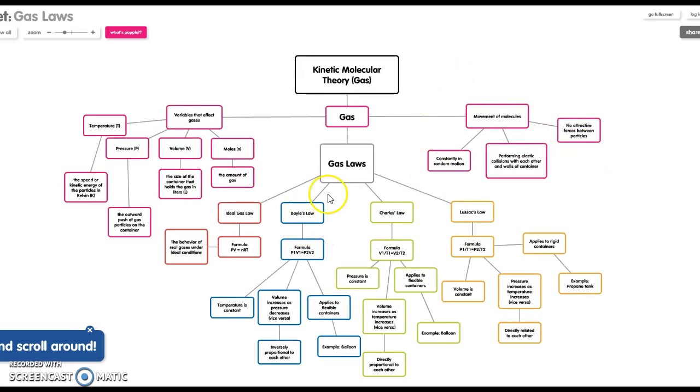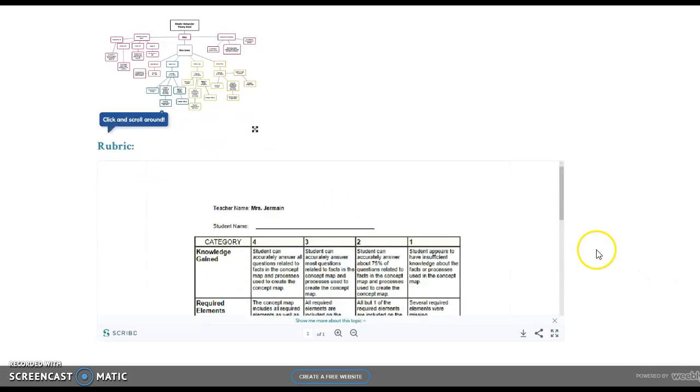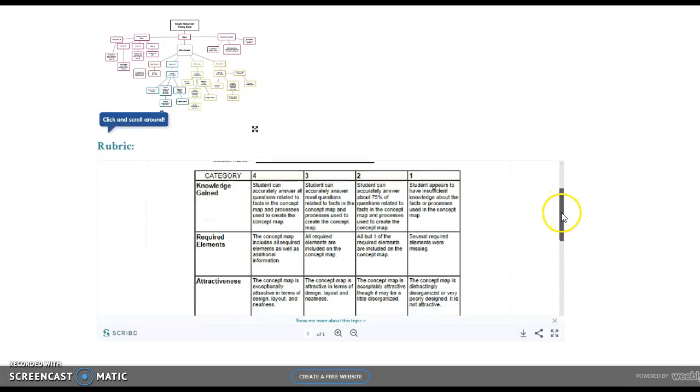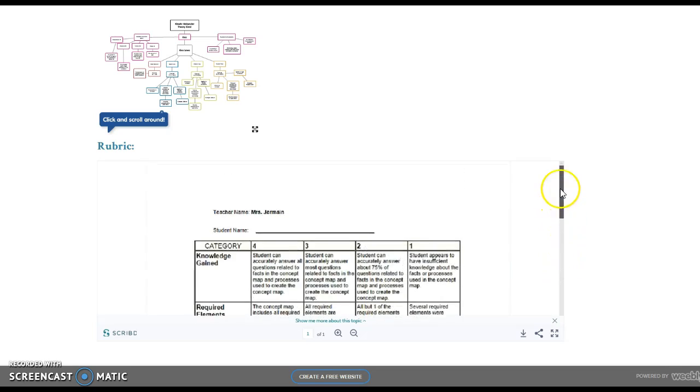So again, it's very detailed, but it's just an example for kinetic molecular theory, and I included all the information. This is where students will do the same, or they'll focus more on just one gas law. And lastly, the rubric that's attached for how they should do the concept map using Poplet as well.